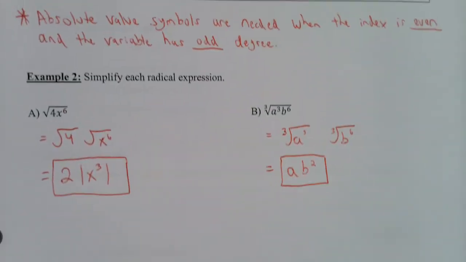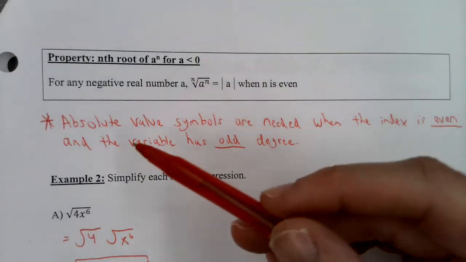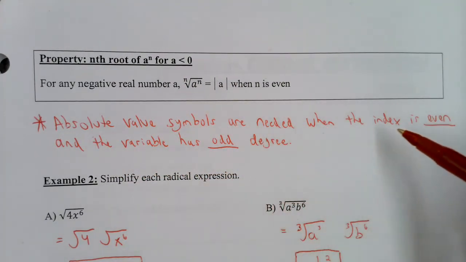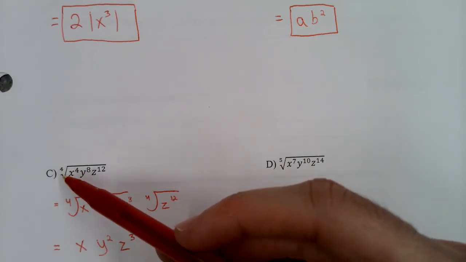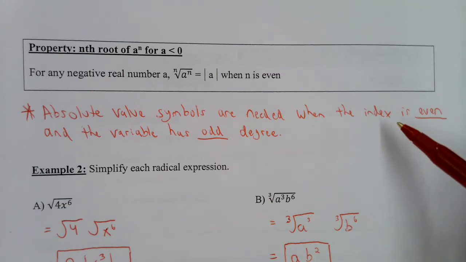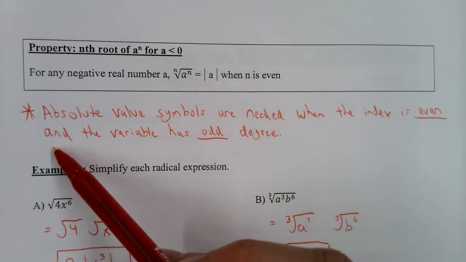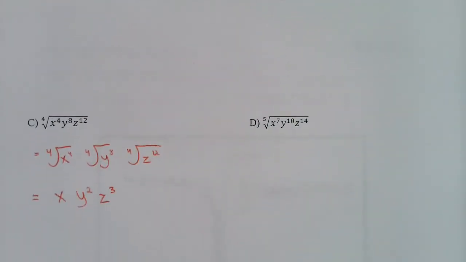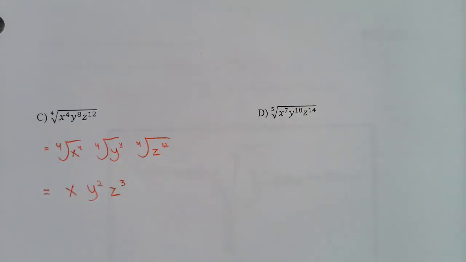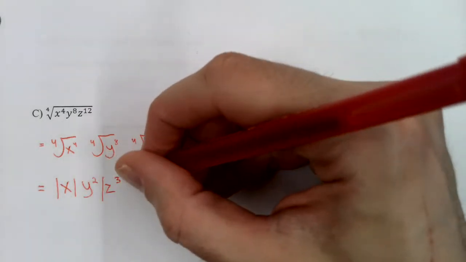Now let's go above. Do we need absolute value symbols? That's the question. Absolute value symbols are needed when the index is even. Our index is even, it's 4, so we do need absolute value symbols here. But we only need them around the variables that have odd degree. So which variables have odd degree? The x does, because it's x to the first power. The y does not. The z does, because it's z to the third power.